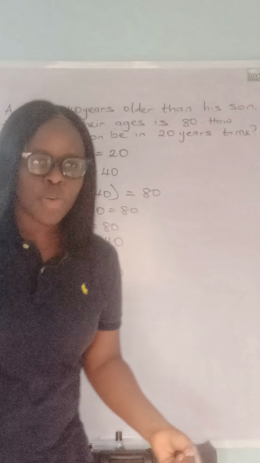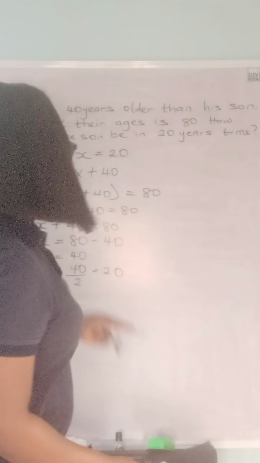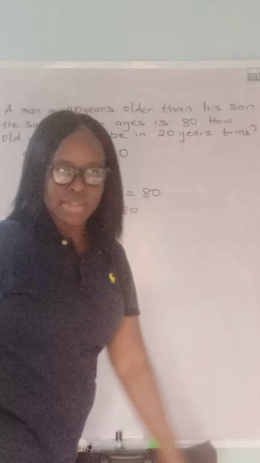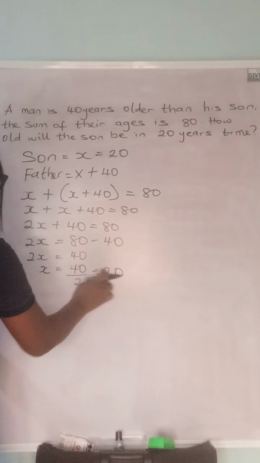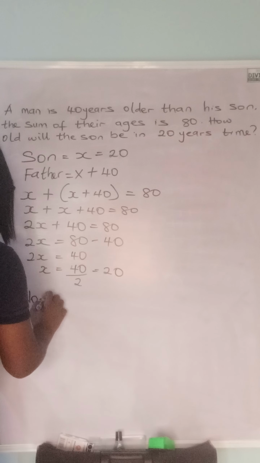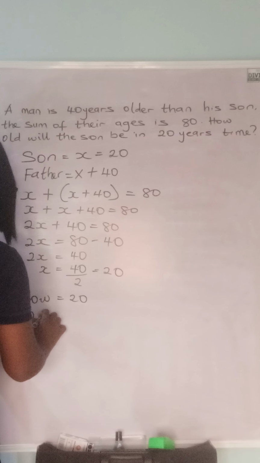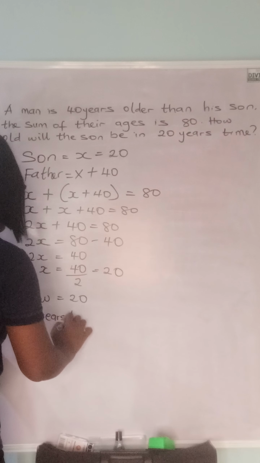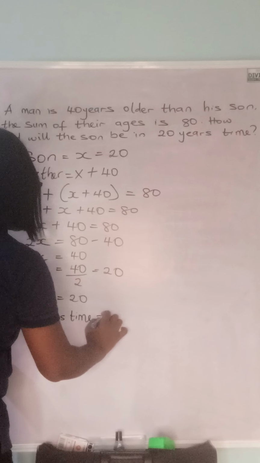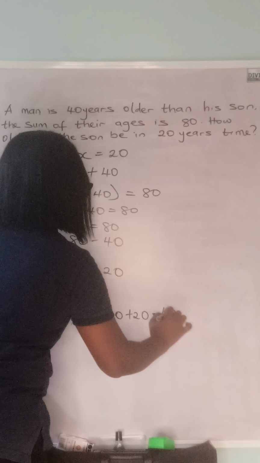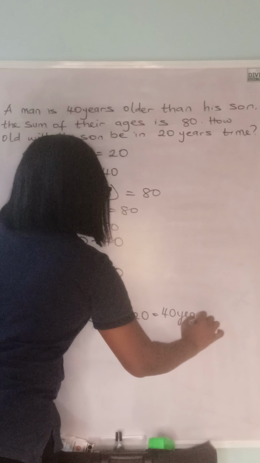But that is not the question we were asked. What is the question? How old will the son be in 20 years' time? So now, the son is equal to 20 years. In 20 years' time, the son will be 20 plus 20, which is 40 years.